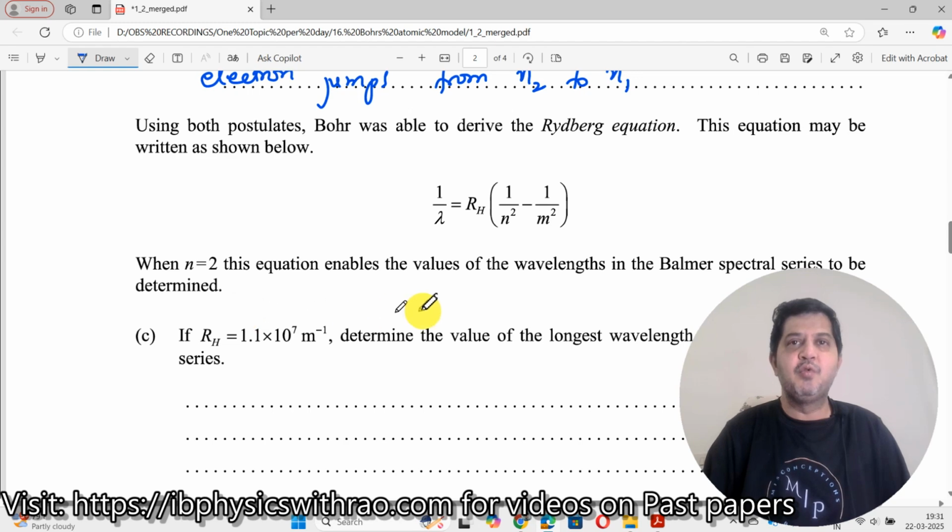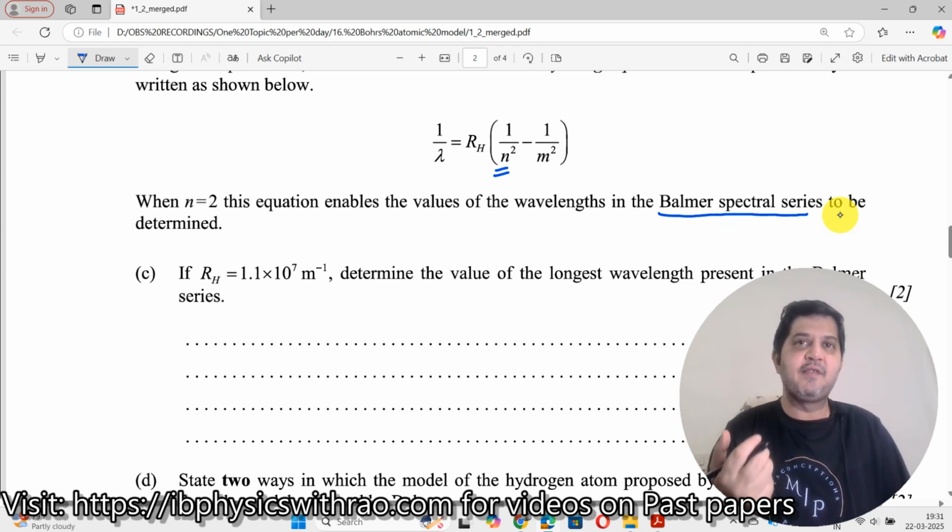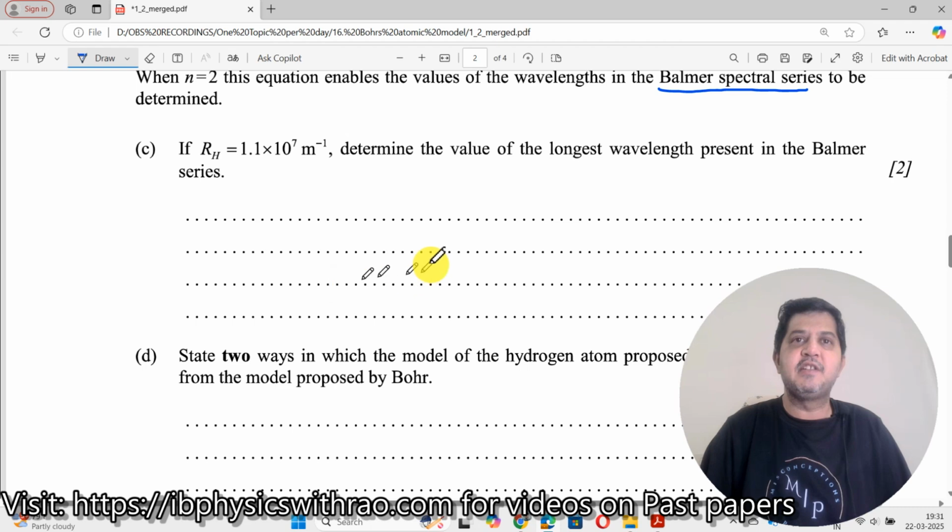When n equal to 2, the equation enables the value of the wavelengths in the Balmer spectra series to be determined. Balmer spectra, you would have learned about this. Balmer spectra is nothing but the wavelengths of lines that are seen in the visible spectra. You have not derived this equation, but you would have seen some equation like this over here. Now if RH is equal to so much, determine the value of the longest wavelength produced in the Balmer series.